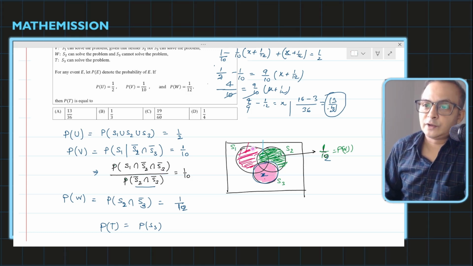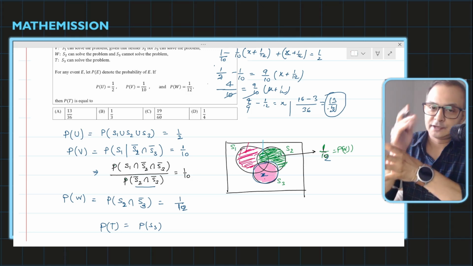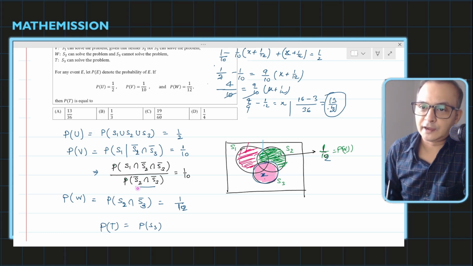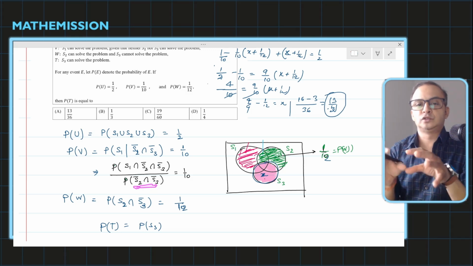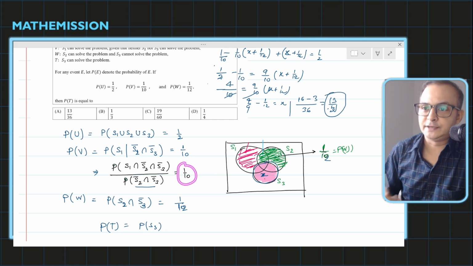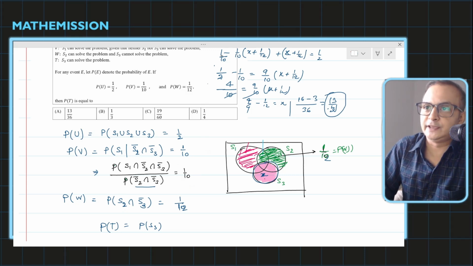Whatever you see as the red portion is taken, provided that you are finding this red portion when you have shortened the sample space till here. S2 dash intersection S3 dash is now the new sample space. From there you have found the value is 1 by 10, which means this ratio is 1 by 10, mathematically.